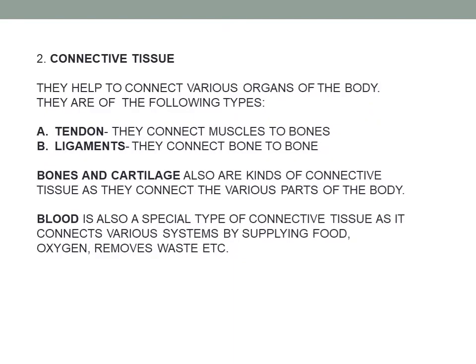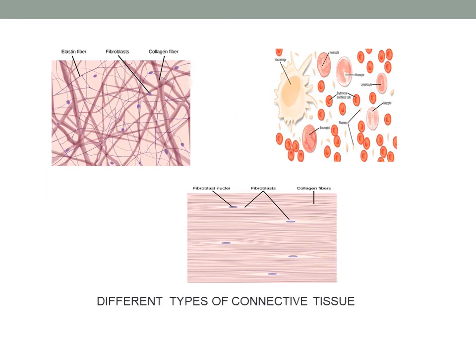Then connective tissue, they help to connect various organs of the body. They are of the following types. You have tendon, which connects muscle to bone. Then there are ligaments, which connect bone to bone. So these help in movement. Bones and cartilage also are kinds of connective tissue because they connect the various parts of the body. Blood is a special type of connective tissue as it connects various systems by supplying food, oxygen, and removes waste. So these are the different types of connective tissue. You have the blood cells and the other types.